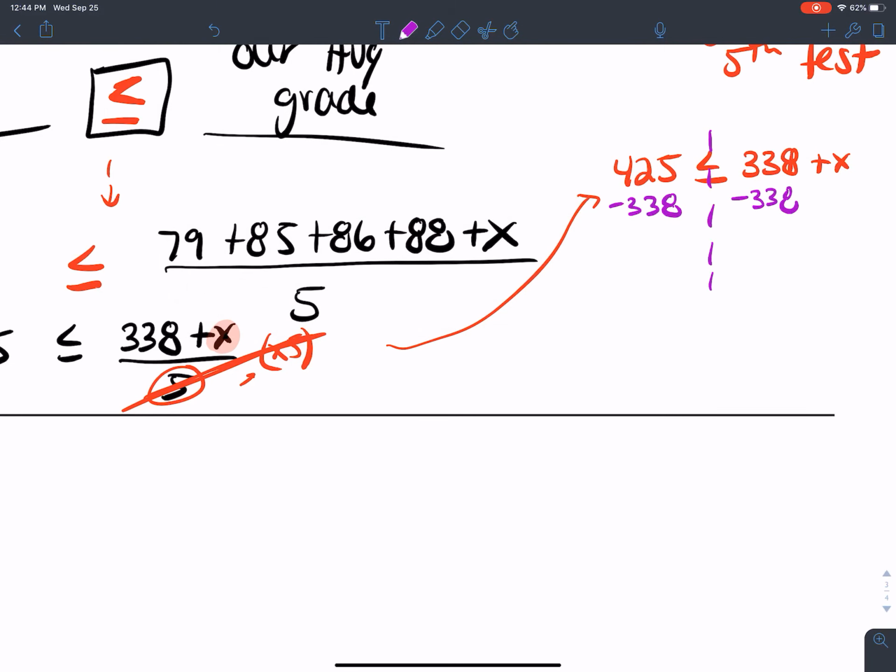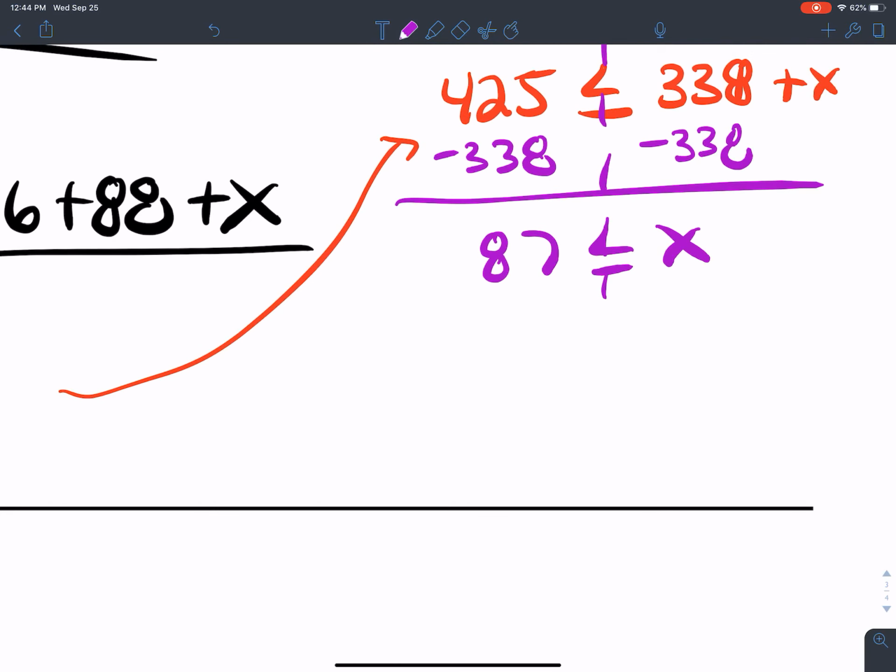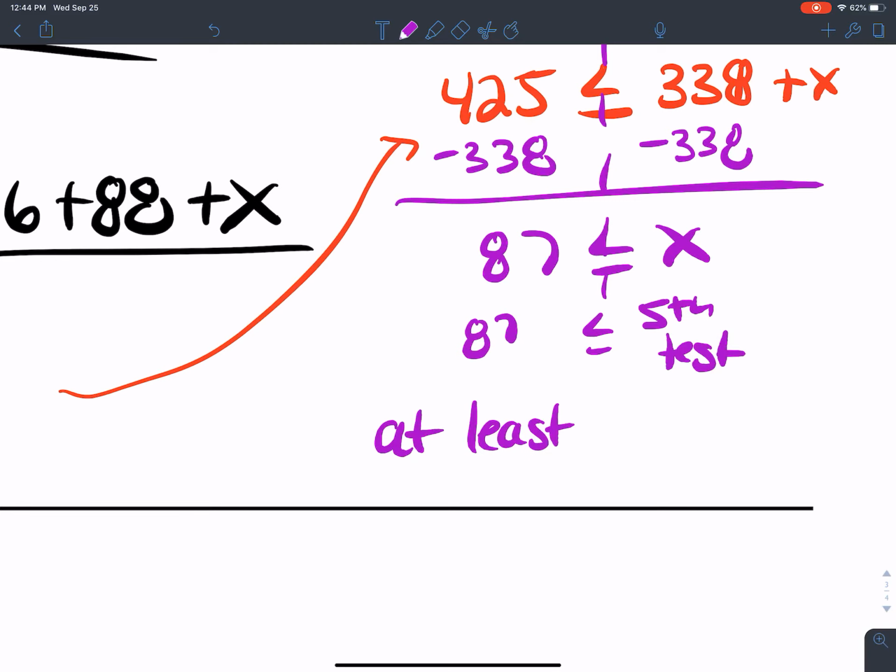We know that adding and subtracting is really easy to do. When we are working with inequalities, there's nothing special to look out for. So we get this. We see that our score on the 5th test is being compared to 87. So that means we need to get at least an 87 on the 5th test. And that's our notes for today.